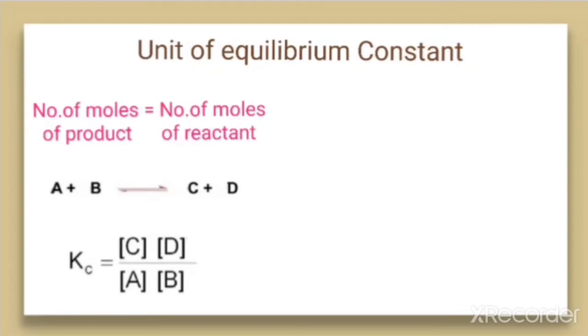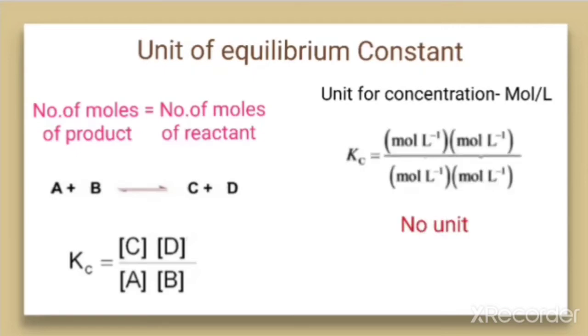Here the concentration is represented in the unit mole per liter. So mole per liter is the unit for the concentration. Let us substitute the units for each in this way. In Kc, the unit for concentration of C is mole per liter, for D mole per liter, and the concentration of A unit is mole per liter. So all terms in the formula are concentrations.